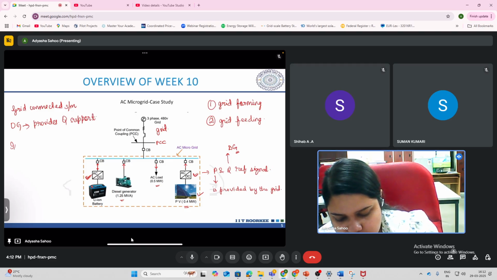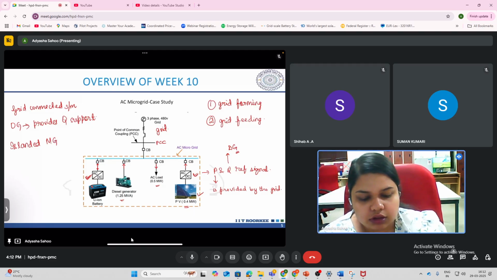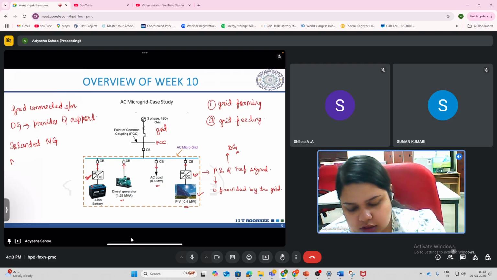And if we consider an islanded microgrid, then if you have a grid forming inverter, it can give you the reference signals. But if you don't have them, then in those cases, the DG will be providing both active and reactive support.